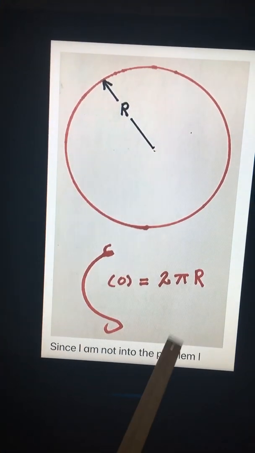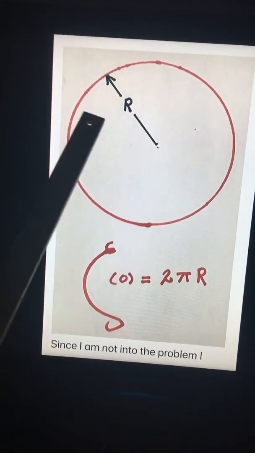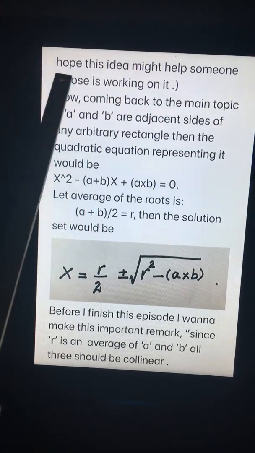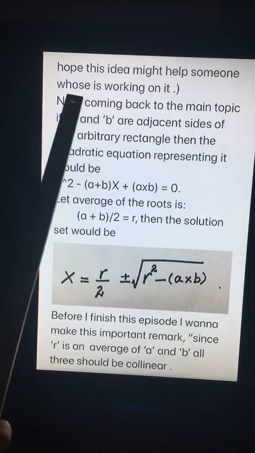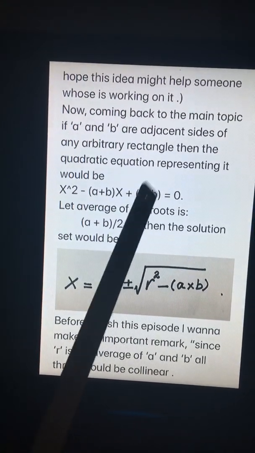Since I am not into this problem, I hope this idea might help somebody who is working on it.